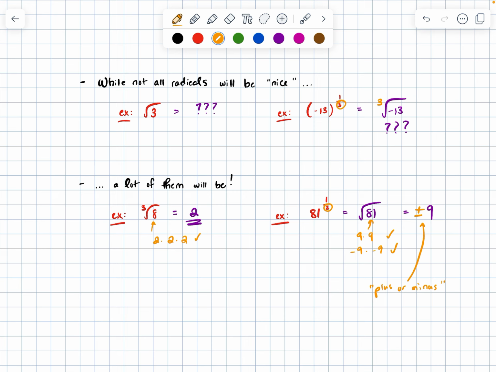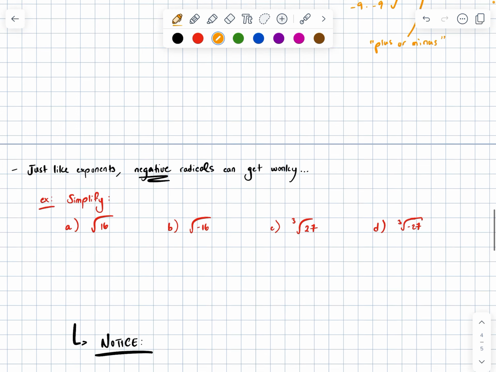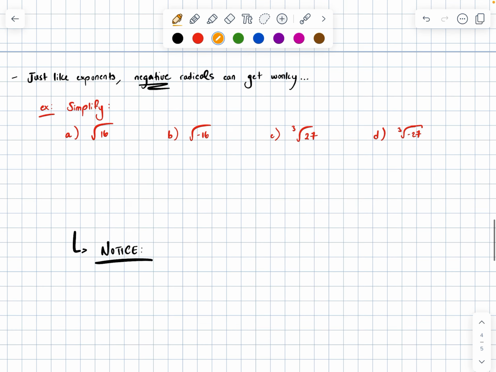Cool. Now the thing about radicals, because they are exponents in disguise, negative numbers also give us some problems with radicals. So for example, try to simplify the square root of 16 versus the square root of negative 16. Try to simplify the cubed root of 27 and the cubed root of negative 27. See what you notice here. Where is the wonkiness going to occur? Take a minute, pause the video, see how far you get. Go, go, go.